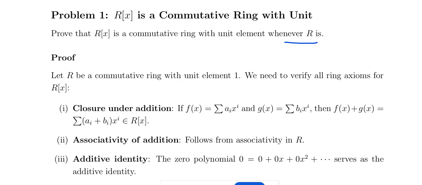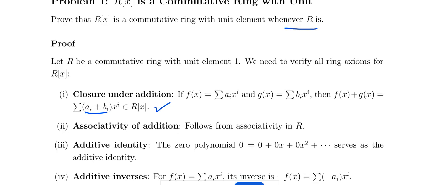So easily we can verify that f(x) equals the summation of a_i x^i, a polynomial with real entries. So g(x) is also like this, with real entries b_i, the summation of b_i x^i. When we sum, we add the real entries. Since a_i and b_i belong to R, a_i plus b_i also belongs to R, so obviously the sum belongs to R[x]. Like that we can easily prove that R[x] is a commutative ring with unit.